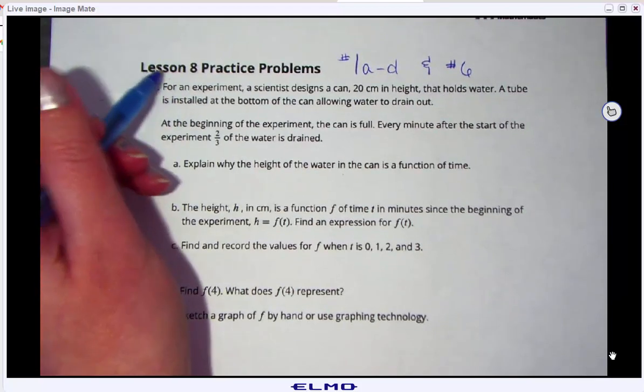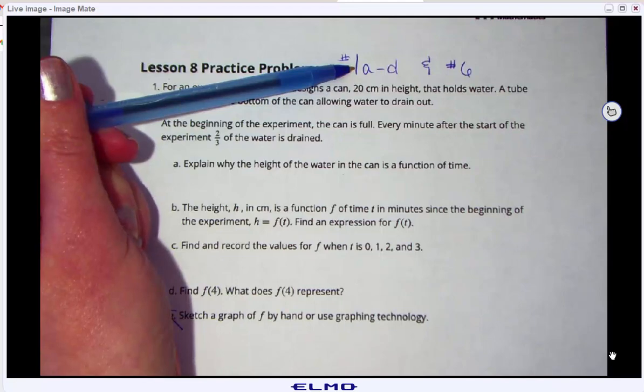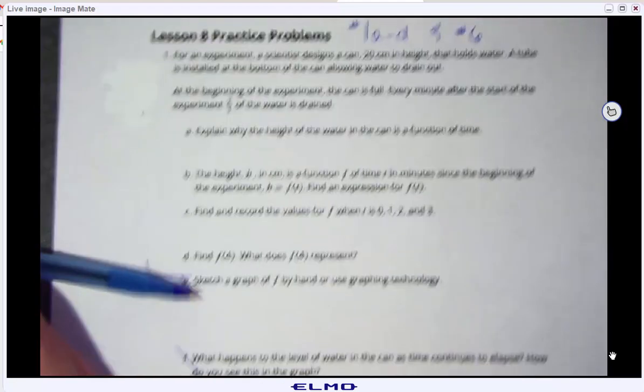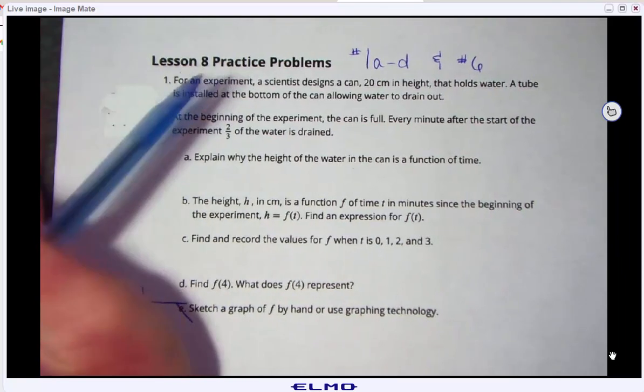This video is going to cover our Lesson 8 practice problems. We're assigning number 1, A through D only, and number 6. So I went ahead and crossed off E and F. We're going to skip those two.